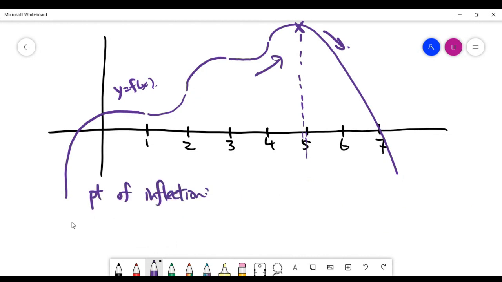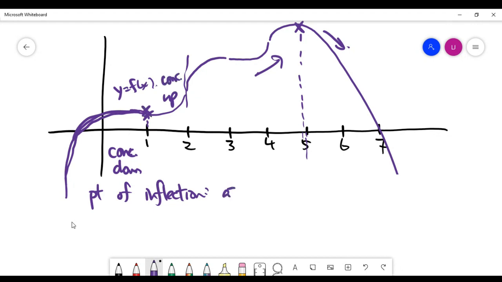And then, can you tell me some points of inflection on the graph? Just to remind yourself, points of inflection are the points where the concavity changes. For example, let's look at this point. When x is 1, before 1, the shape of the graph is concave down, and after 1, it is concave up.